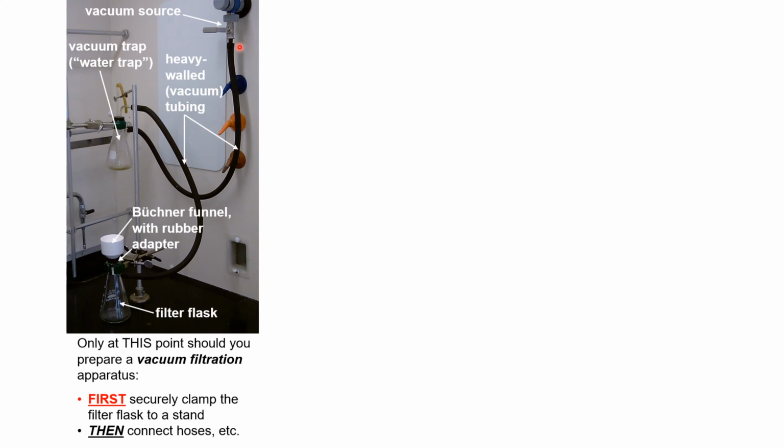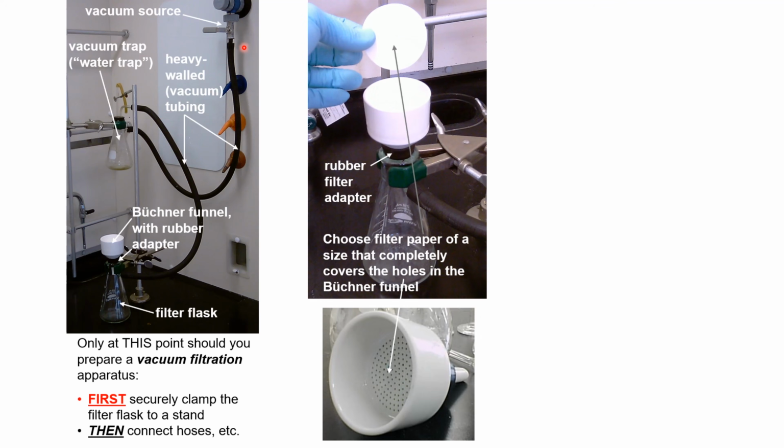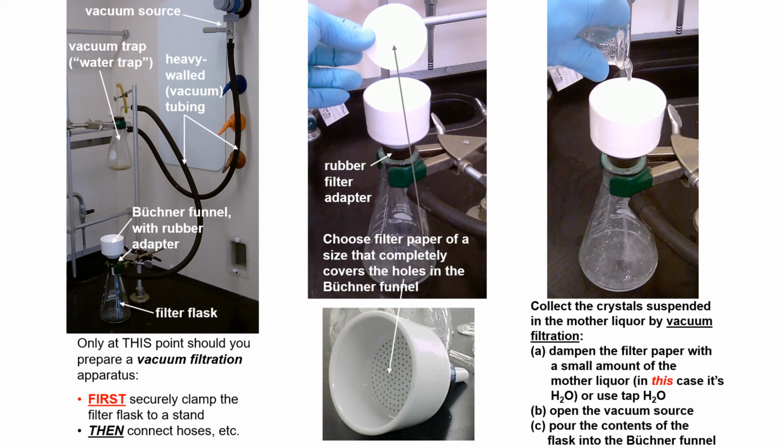to the vacuum inlet, you're ready to place a rubber filter adapter and Buchner funnel on top of the filter flask. Be sure to use a piece of filter paper that completely covers the holes of the funnel, and it's not so big that it rides up the inner sides of the funnel. The apparatus is now ready, and you can collect the suspended crystals by vacuum filtration.